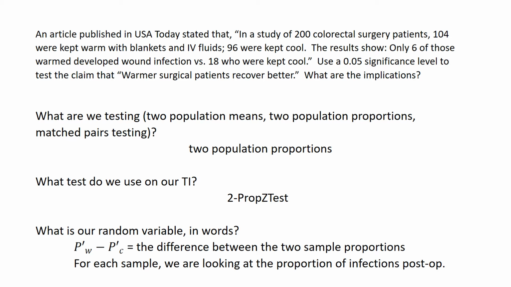Our random variable, again, is going to be the difference between the 2 sample proportions. The P prime W minus P prime cold. The proportion of those kept warm minus the proportion of those kept cold. Actually, it doesn't matter what order we do our difference in. We could subtract the other way. And in each sample, we're looking at the proportion of infections after surgery.